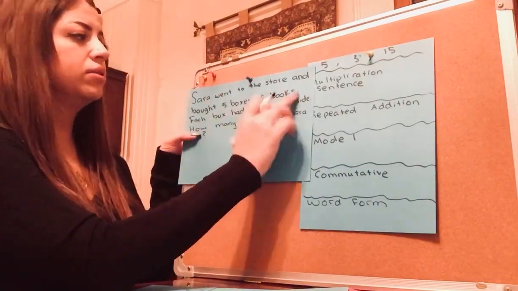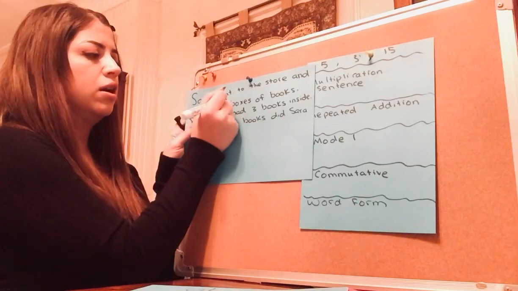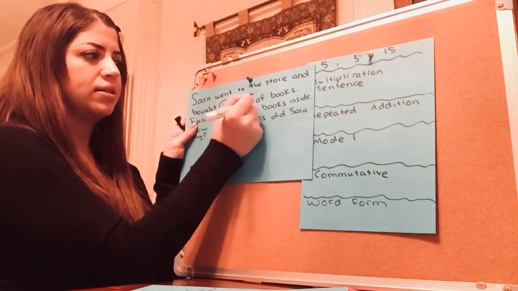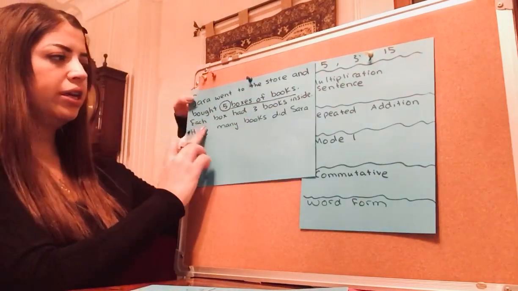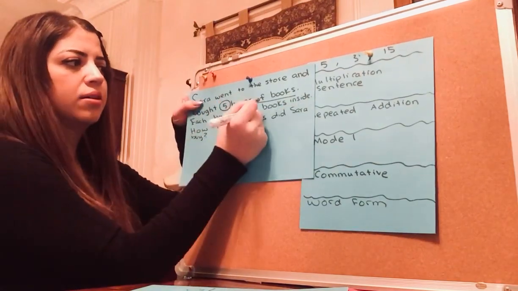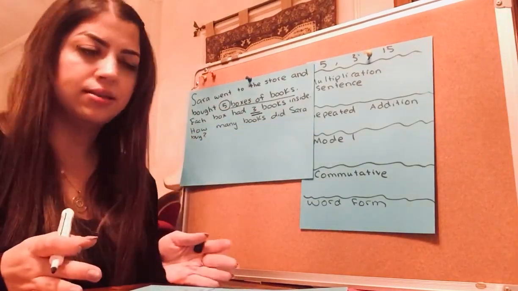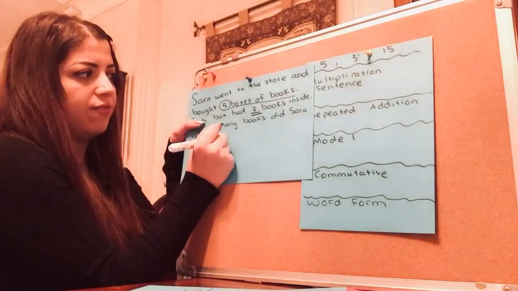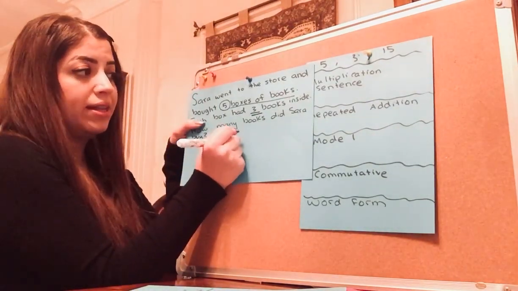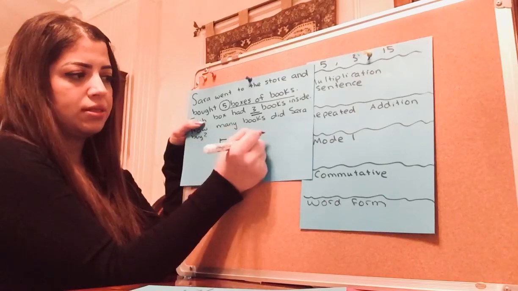This will help you remember what to use. So it says here, Sara went to the store and bought 5 boxes of books. So we know she bought 5 boxes of books. Each box had 3 books inside. What do I know now? I have my multiplication sentence. What I do is I know that she had 5 different boxes and each box contained 3 different books inside.